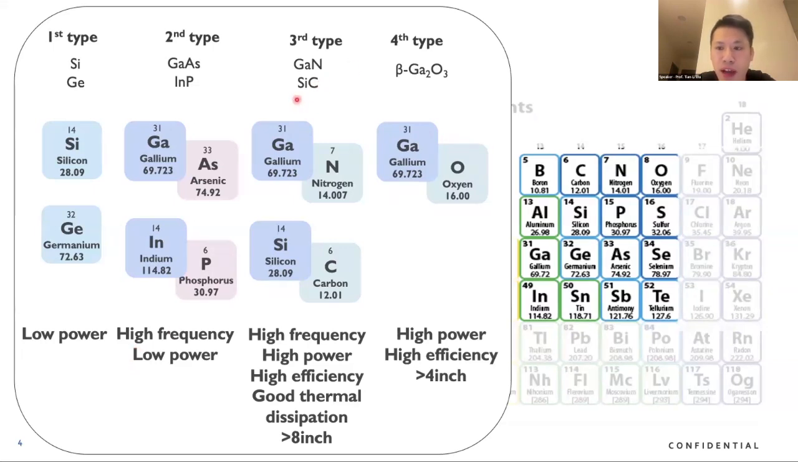In the last 20 years, there has been tremendous progress in gallium nitride and silicon carbide. These are compound semiconductor devices, and gallium nitride and silicon carbide feature wide bandgap materials. The bandgap is more than 3 electron volts, so it's very suitable for high power applications. Especially gallium nitride also has a 2-dimensional electron gas, so that's also very suitable for high frequency applications. Overall, right now gallium nitride and silicon carbide are very promising for high frequency, high power, and high efficiency, and silicon carbide also has good thermal dissipation. Nowadays the wafer size for GaN and silicon carbide already reaches a large 8 inches.